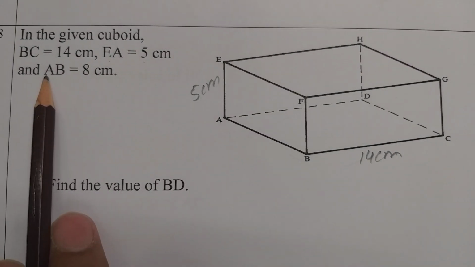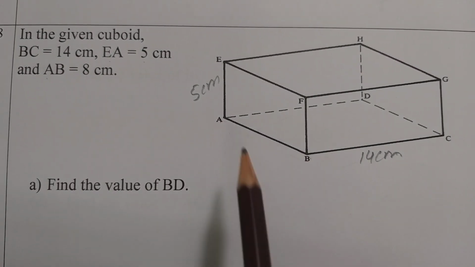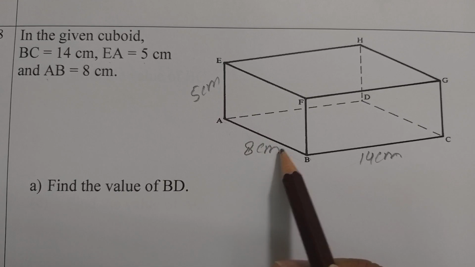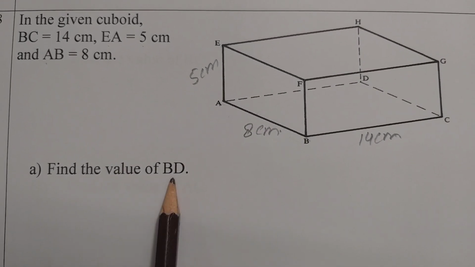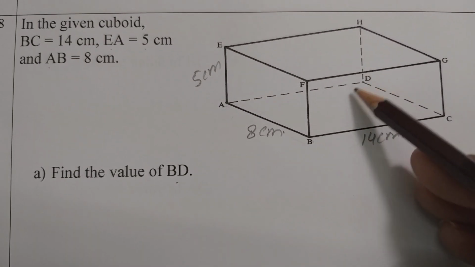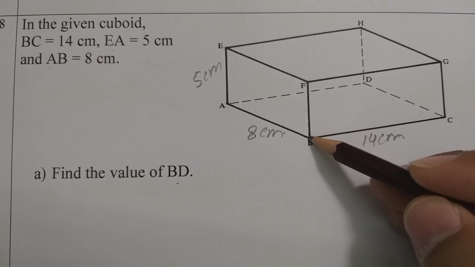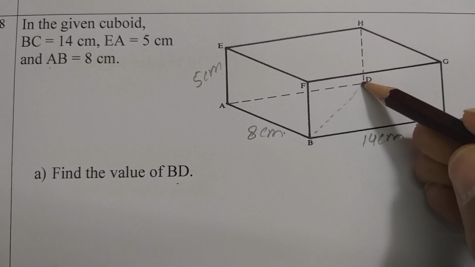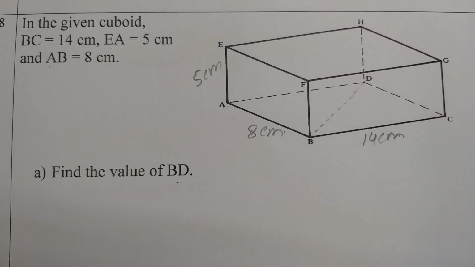Next is AB. Where is AB? This is AB, which is 8 centimeters. Okay, find the value of BD. We need to find the value of BD. Where is BD? This value, BD. We need to find this value. So it becomes a triangle. If you observe here, it becomes a triangle.